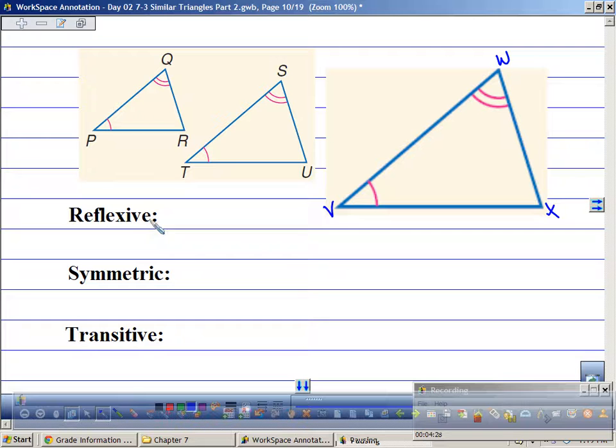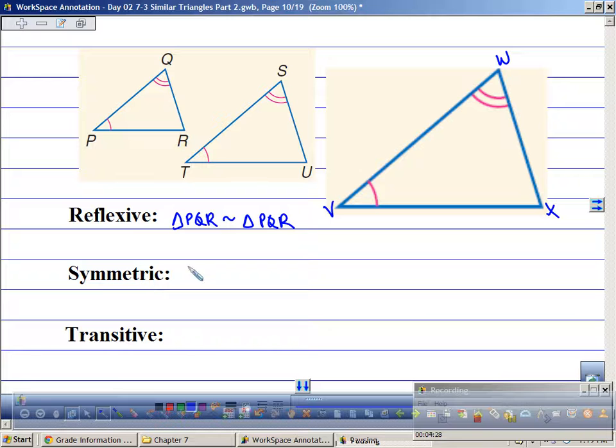So reflexive. Who thinks they can give me in a complete sentence, if I were to say triangle PQR is similar to what? Reflexive. Triangle PQR is similar to triangle PQR. Remember when we were proving triangles congruent? Reflexive is the same thing. Okay, so that's that property.